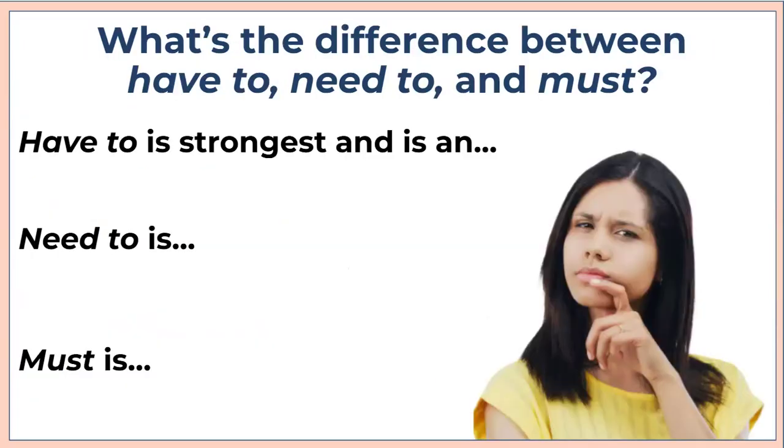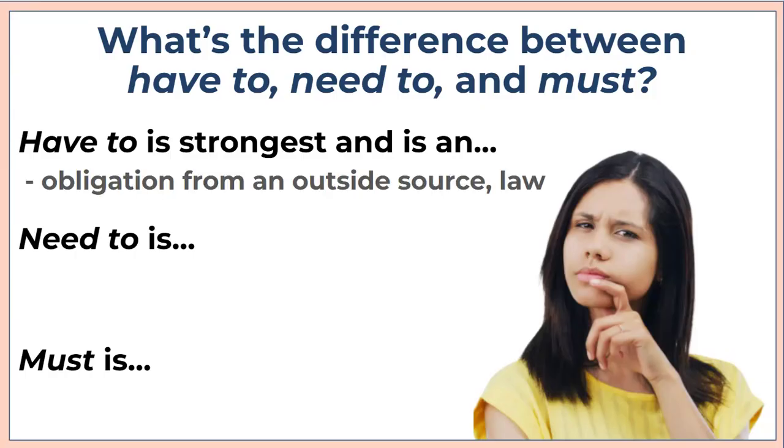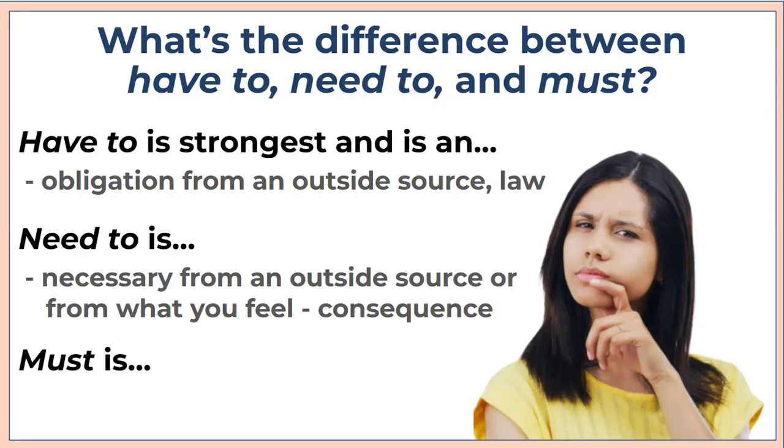Okay, so let's take a step back and look at what the difference is between have to, need to, and must. So have to is the strongest because it is an obligation from an outside source. Again, have to is used for laws and for rules. Need to is not an obligation, but it is necessary. It could be from an outside source, or it could just be from what you feel personally.